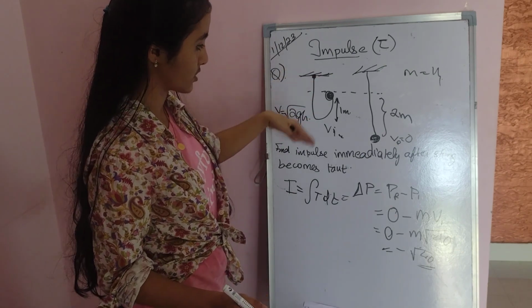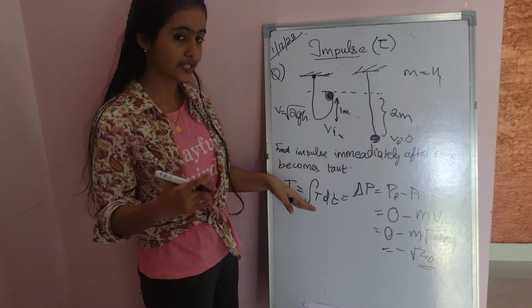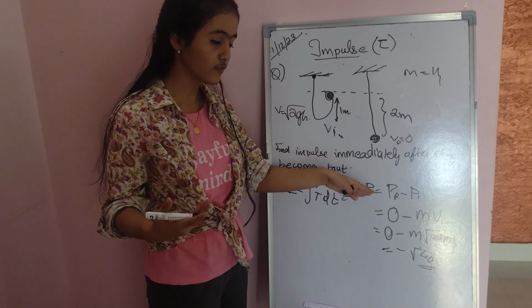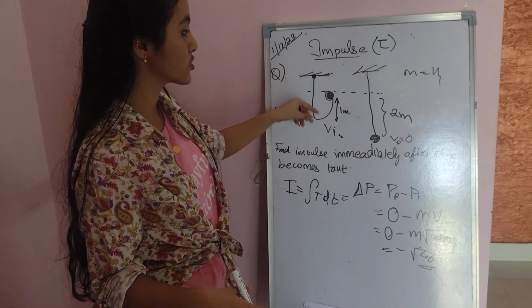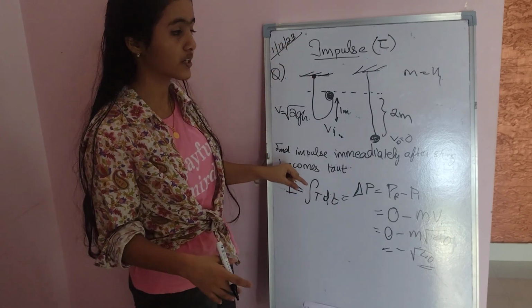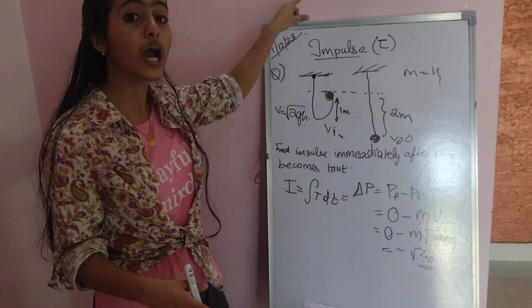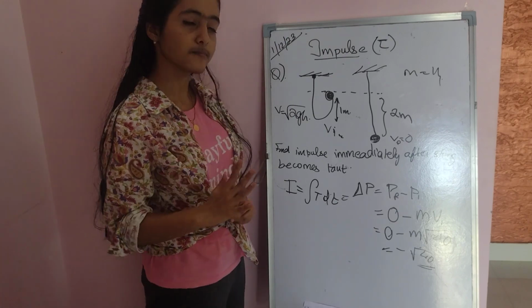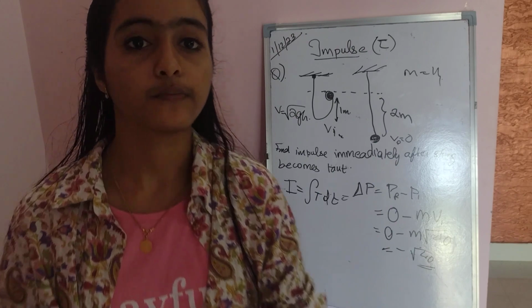Just remember what this minus sign indicates. We already said that impulse has the direction of force and the direction of change in momentum. The direction of force is upwards. We have taken downwards as the positive direction, so this negative sign indicates that the impulse is acting upwards. It simply indicates direction, it does not indicate magnitude.